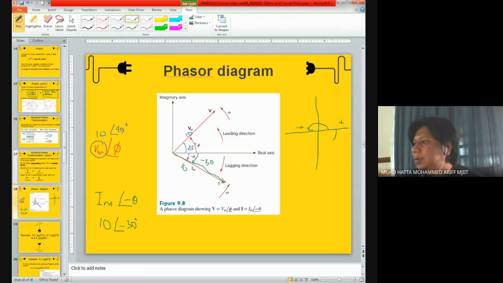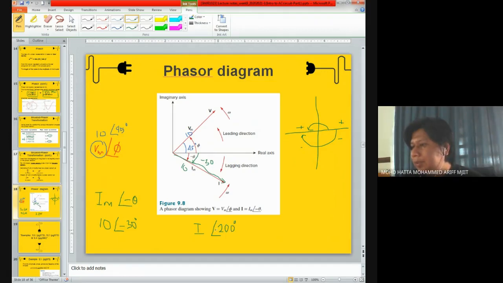And from here to here is a negative angle. We consider that one is a negative angle. And for example, if I have an angle of 200 degrees, let's say my current is I with the angle of 200 over here. How do I draw it?